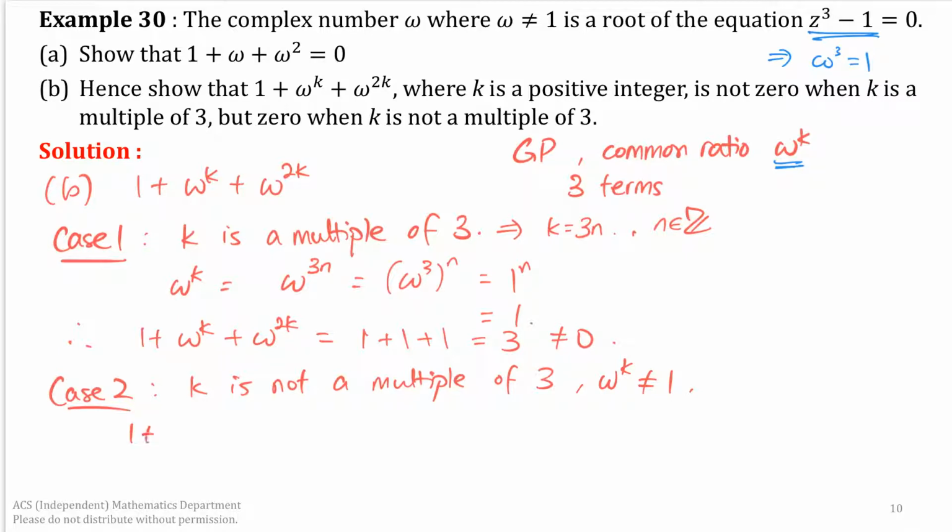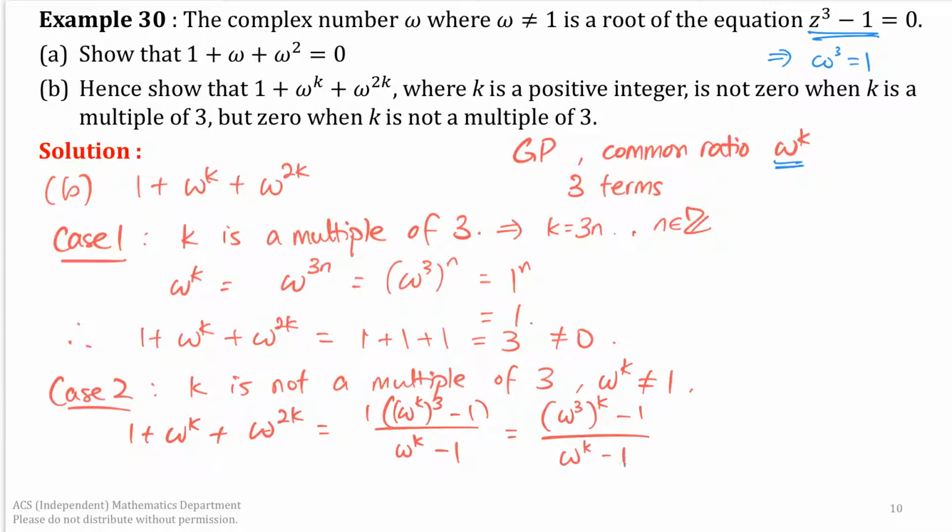So now 1 plus omega to the power of k plus omega to the power of 2k is a GP with common ratio omega to the power of k, and that will give me omega to the power of k to the power of 3 minus 1 over omega to the power of k minus 1. But unfortunately we're not out of the woods, because in the numerator we still have omega to the power of 3 to the power of k minus 1. And since omega to the power of 3 is still equal to 1, we have 1 minus 1 over omega to the power of k minus 1, which is still equal to 0.